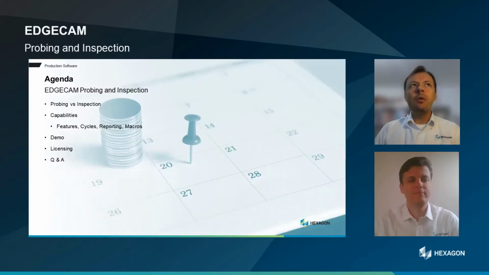So for the agenda, we're going to be talking about probing versus inspection, making the clear difference of what they mean and how they complement each other. We're going to be talking about the capabilities of the system through feature cycles, how to do reporting, and how to run some macros. Then Zoltan is going to be doing a demo on it. Then I take the word back at the end, talk a little bit about licensing, and we close up with a session for questions and answers where we really hope to have a good participation from all of you. So without further ado, I would like to pass the word to Zoltan. It's with you, Zoltan.